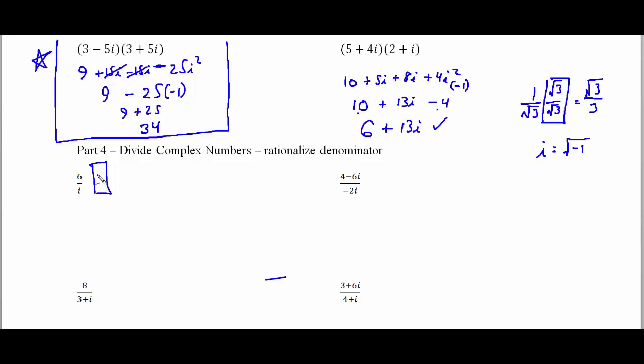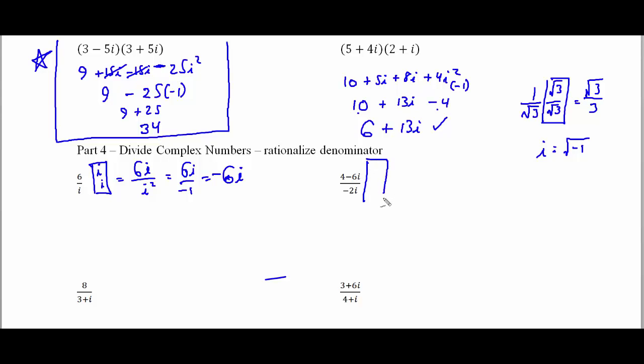So to get rid of this, we'll just multiply top and bottom by i, and we get an answer of 6i over i squared, which is 6i over negative 1, because i squared is negative 1, which then I can simplify to negative 6i, because 6 divided by negative 1 is negative 6. So that is my answer to the problem.